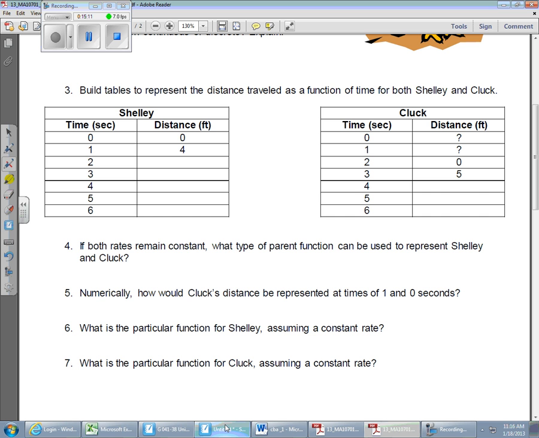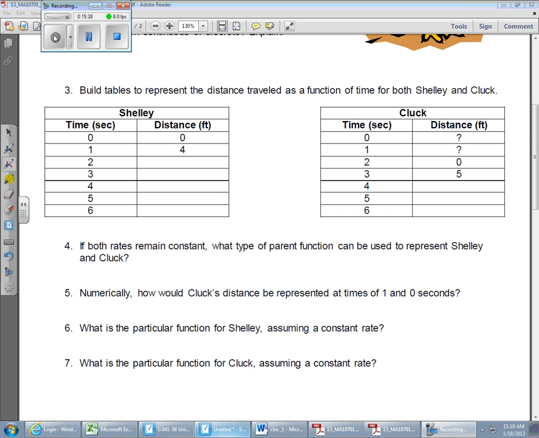Okay. Question number 5, numerically, how would Cluck's distance be represented at times of 0 and 1 seconds? This is going back to those question marks. Okay. Think a bit, and you may need to reread the problem. Let's see if we can find an explanation for how come these two values at the top of Cluck's chart are question marks. Talk about it in your group for a second. Let's see if we can get an answer.